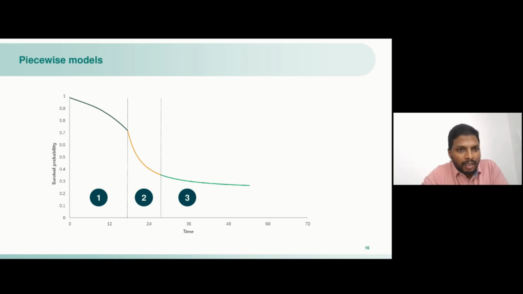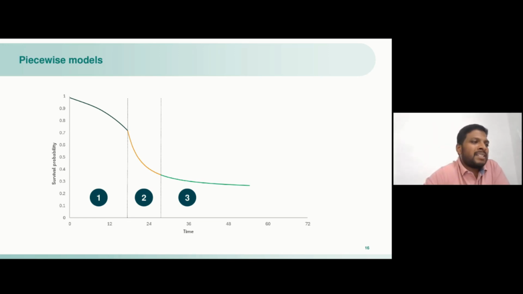For example, in this survival plot, you can see a distinct trend in each and every piece. In the first one, the hazard rate is gradually increasing. That's why the survival is decreasing slowly. Whereas in segment number 2, you can see there is a steep increase in the hazard. That's why you can see a steep decrease in the survival. Whereas segment number 3, the final segment, represents a decrease in the hazard. That's why we can see a plateau in the survival.